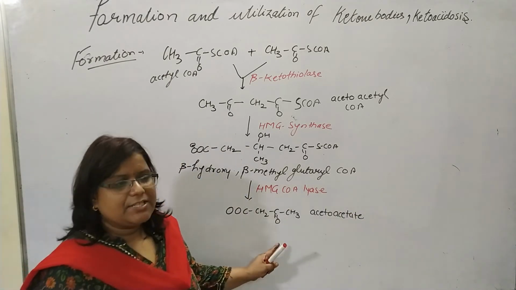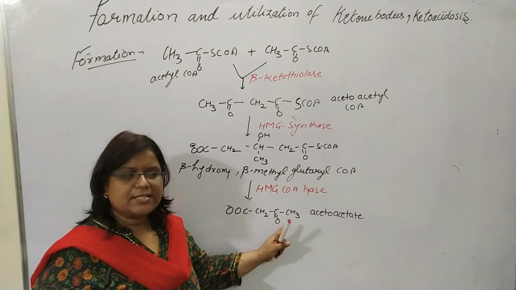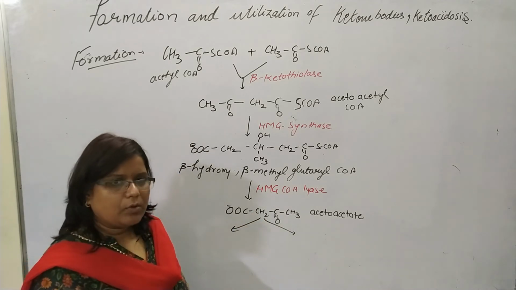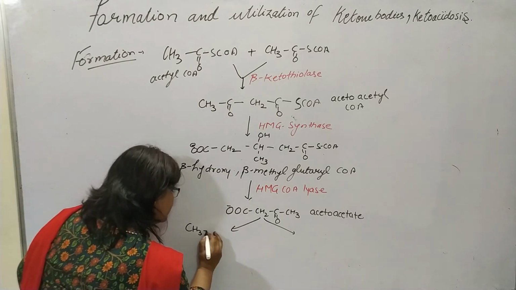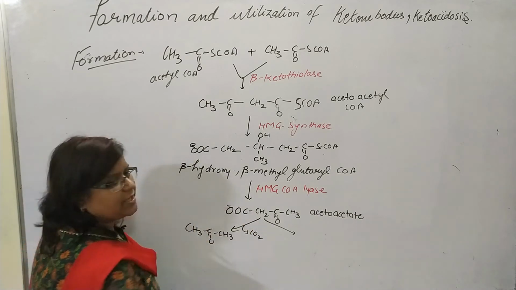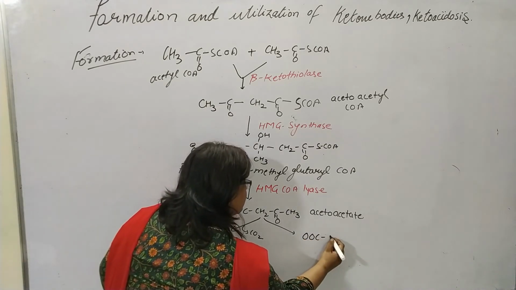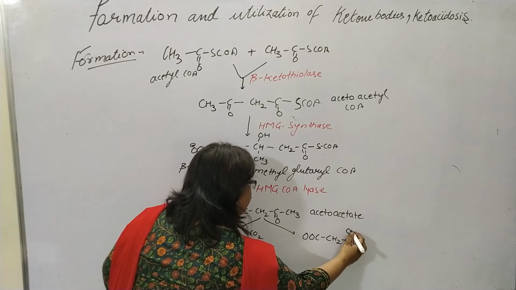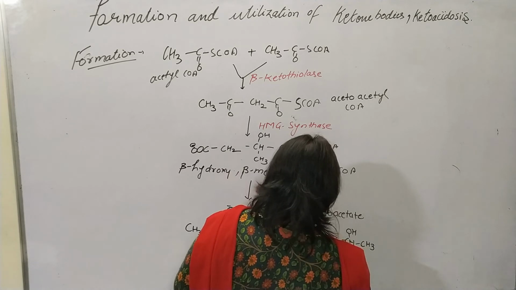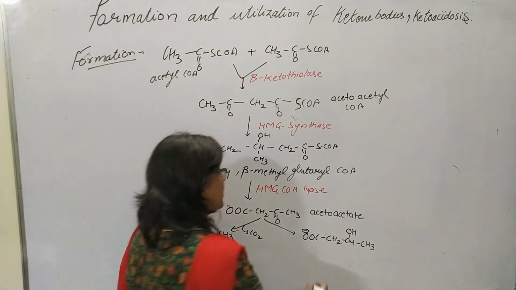Now this acetoacetate, O minus, C O CH2, C double bond O, CH3, will split into two compounds. First is acetone, as the CO2 group is released. And the second is beta-hydroxybutyrate: 1, 2, 3, 4, COOH, CH2, CHOH, CH3. That is the beta-hydroxybutyrate.